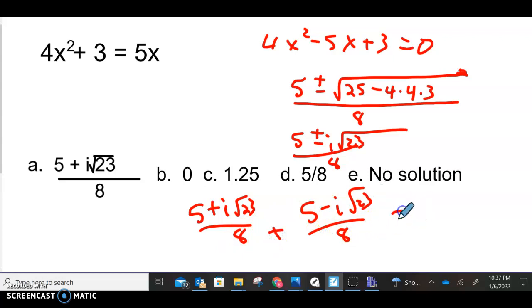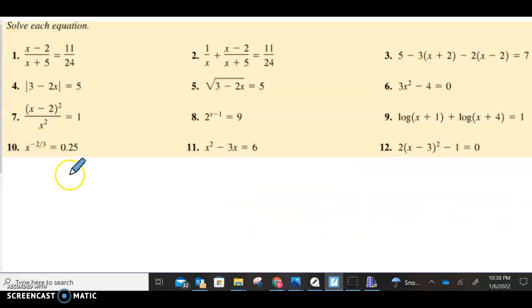If I add them together, I get 10. The i square root of 23 and negative i square root of 23 go away, or add to 0. 10 over 8, which equals, cut that in half, 5/4. 5/4 is the answer, 1.25. Take your two answers and add them together and state their sum. That's how they, again, get away from you just being able to plug and chug the answers.